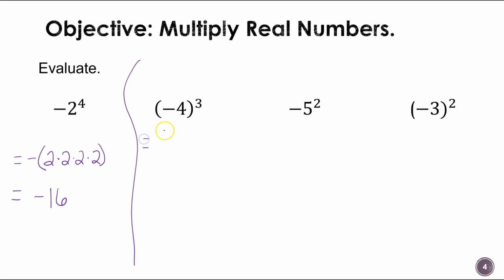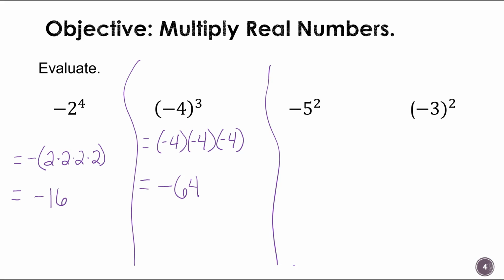On the next one, this means negative 4 times negative 4 times negative 4. Now, the exponent on this one, when it's in parentheses, tells us that we're going to get a negative answer. And then when I multiply, 4 times 4 is 16, 16 times 4 is 64. I'm kind of just putting some lines between these so we don't run into the next one. Okay, so I'm going to write this like I did the first one. The negative is on the outside, 5 is the base, so it's 5 times 5, and we get negative 25.